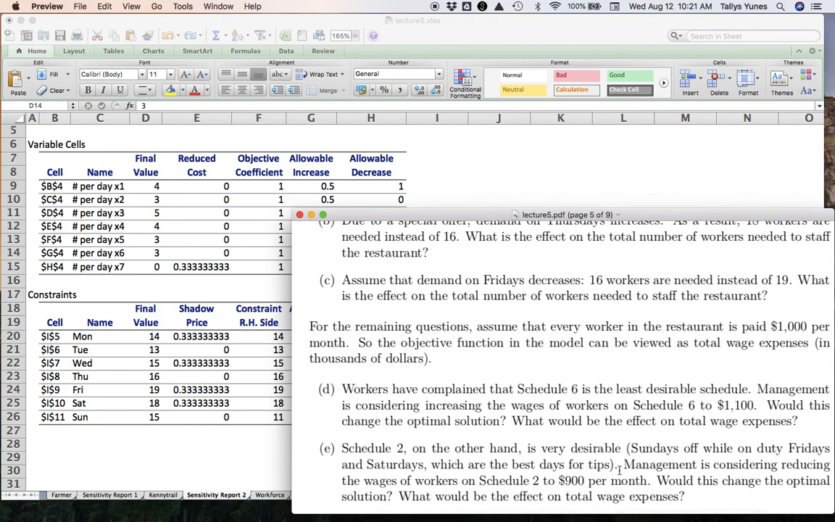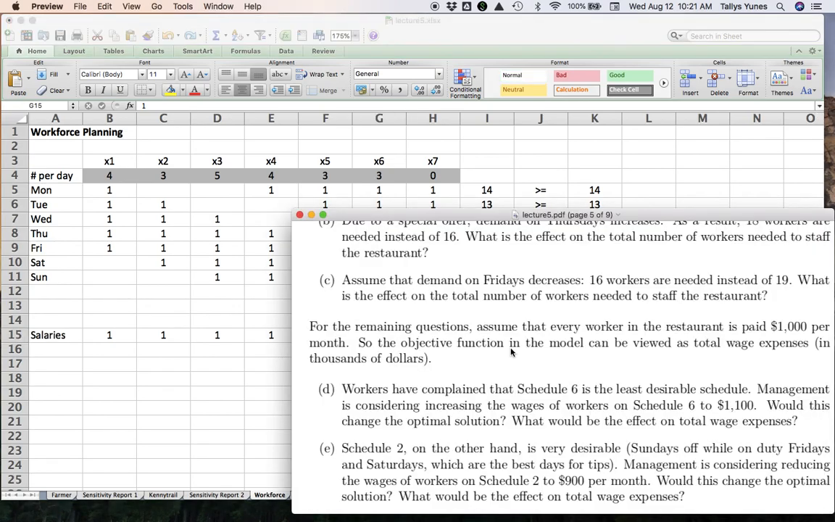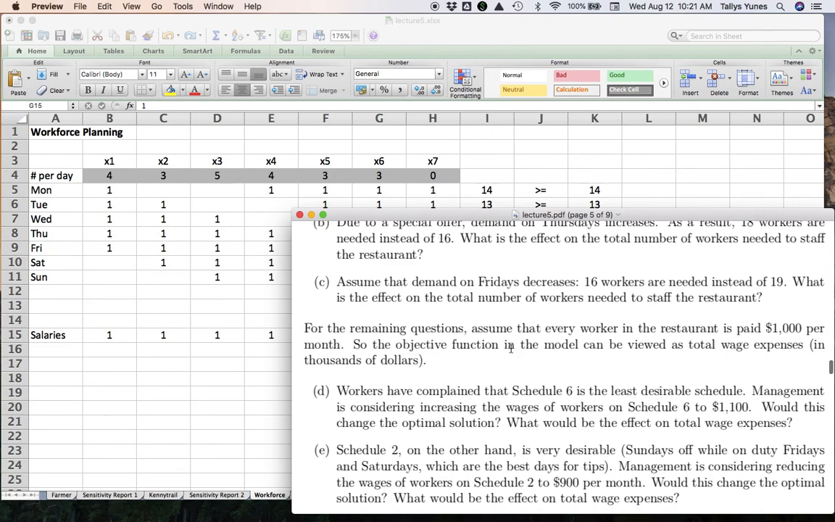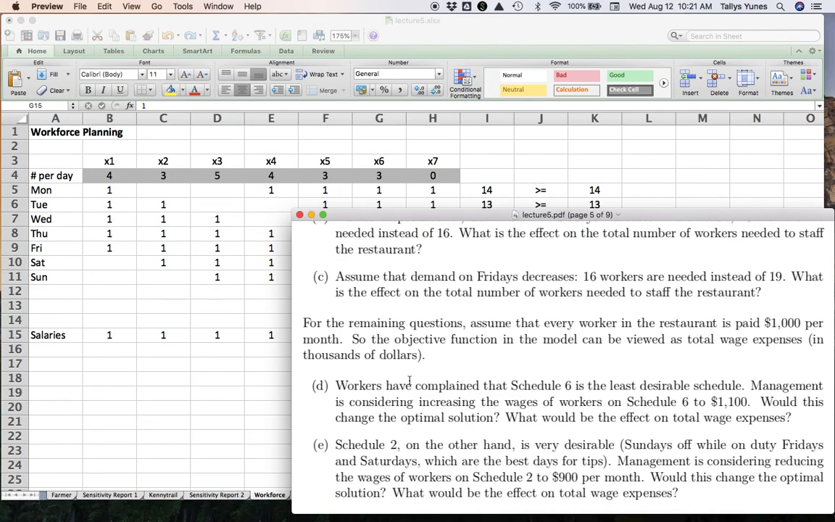Schedule 2, on the other hand, is very desirable. Let's take a look. Schedule 2. Oh yeah, because you have Sundays off, which is nice to rest, and you're on duty Friday and Saturday, which perhaps are the days when people go out and spend lots of money at restaurants, and then you get nice tips. So because of that, management is considering decreasing the fixed salary of these employees because they seem to be making more in tips. And they're considering decreasing it from 1,000 per week to 900 per week.